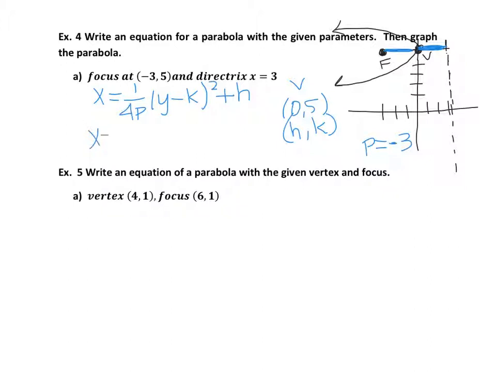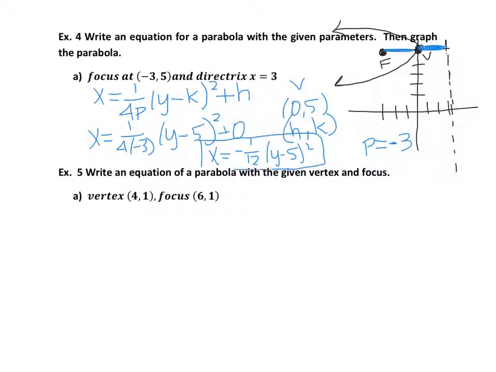So x equals 1 over 4 times -3, times (y minus 5) squared plus 0. So if I rewrite that, it's going to say x equals -1/12 (y minus 5) squared. And you don't have to put that plus 0, so we're done. This is the equation. So graphing it helps you write the equation. I would always recommend graphing it first and then writing the equation from your information.